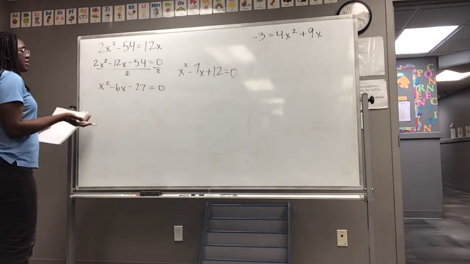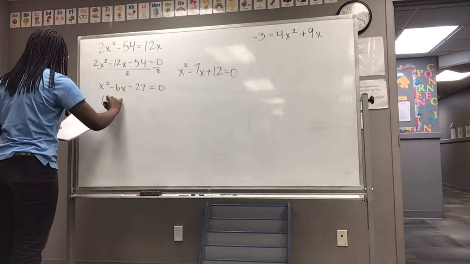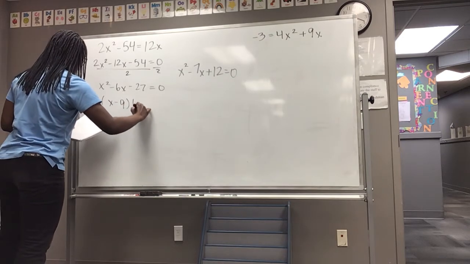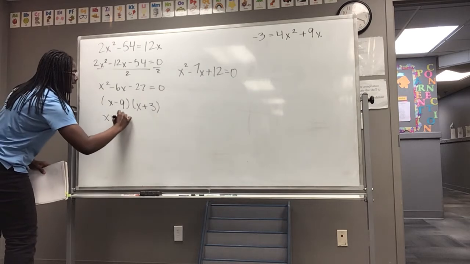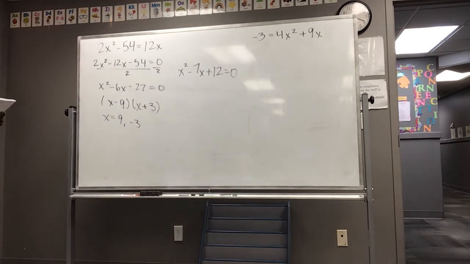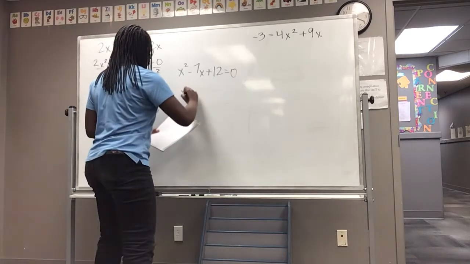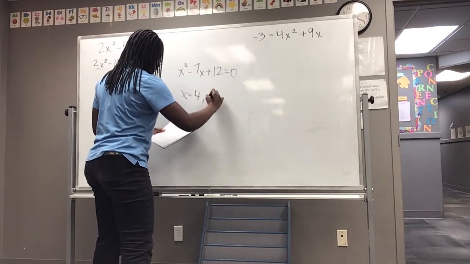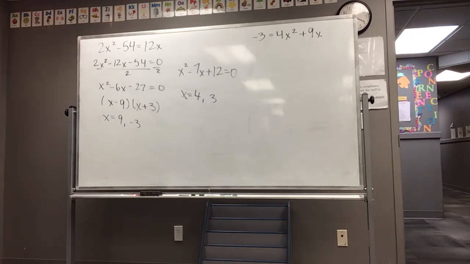And then from there, two numbers that multiply to negative 27 and add to negative 6 are negative 9 and positive 3. So our answer should be 9 and negative 3 for that one. For number 2, the answers were x equals 4 and x equals 3. Does anyone have questions about the second one?